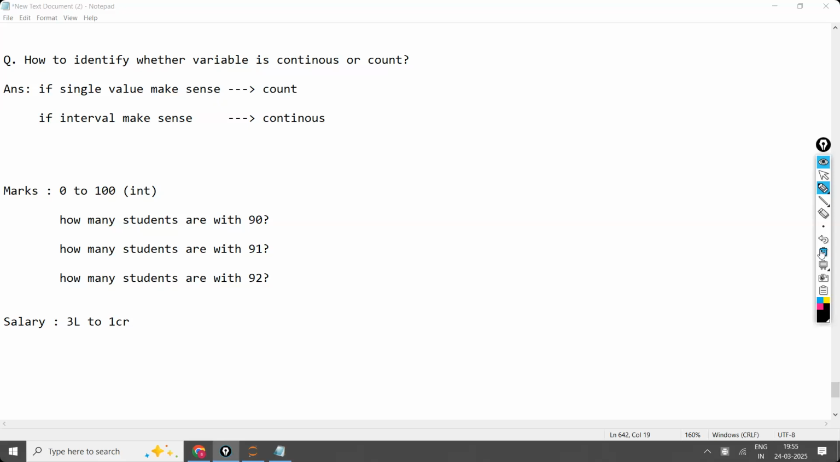If individual is making sense, it means count. If interval is making sense, sir, for me interval only is making sense, then go with the continuous variable and apply. Whenever you apply the continuous variable, remember you will apply the mean. Whenever you apply the mean, automatically you will get the output as decimal.